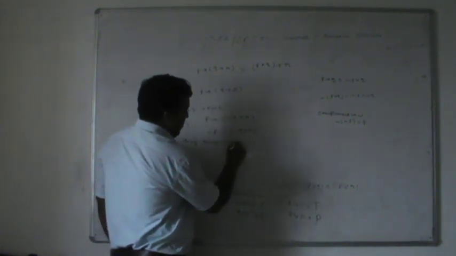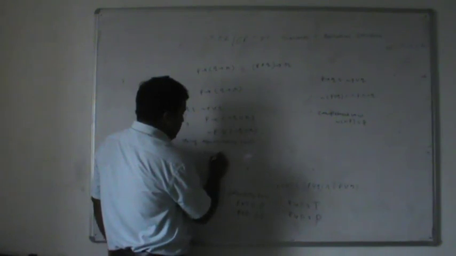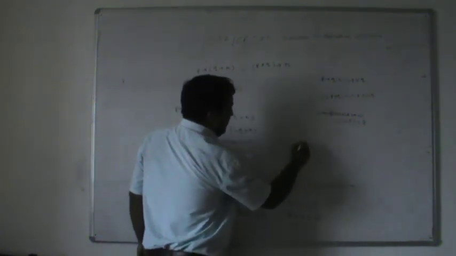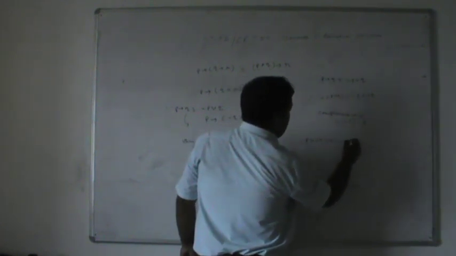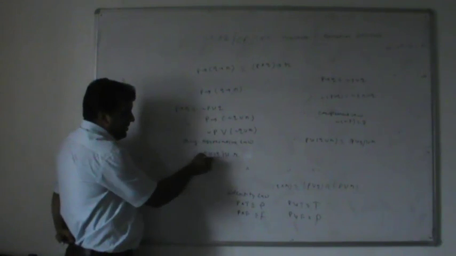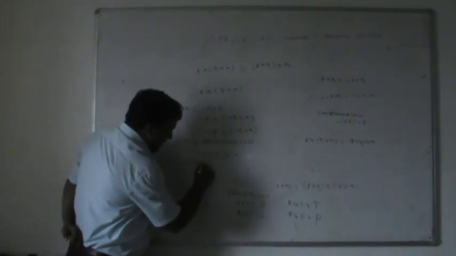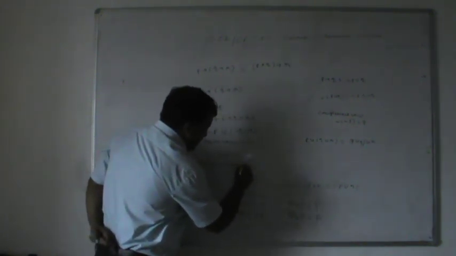So now we are using the associative law. Using the associative law, we can write negation P or negation Q or R. As we know, associative law says P or Q or R equals P or Q or R. So here we can apply the associative law. It is negation P or Q or R. Now we can again apply the De Morgan theorem in this case. We say it is negation of P and Q or R.